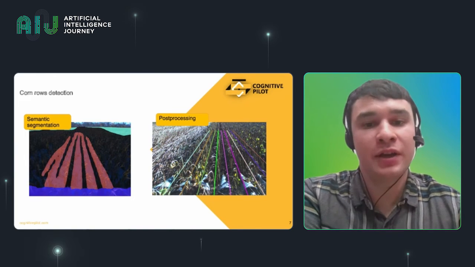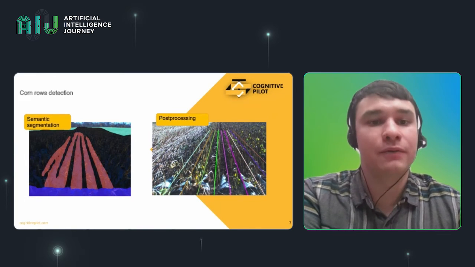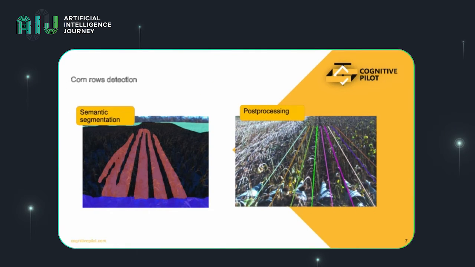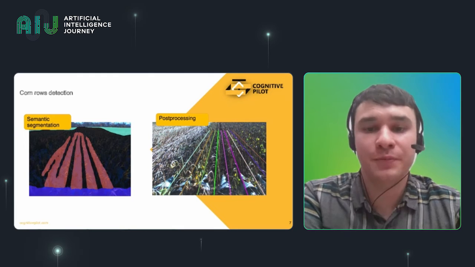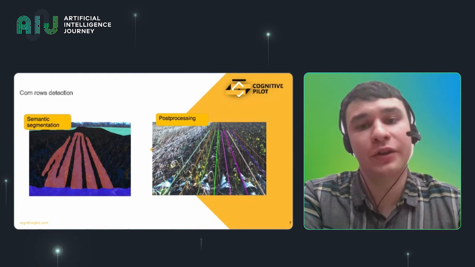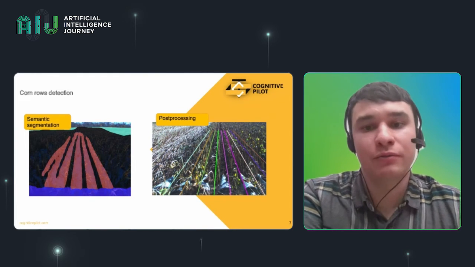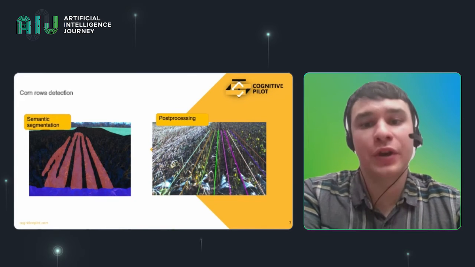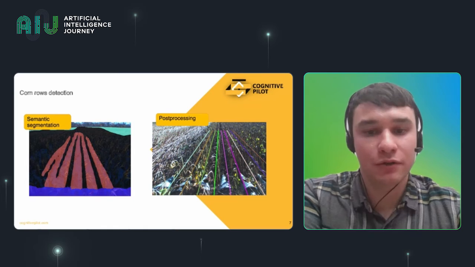So the same pipeline is done for the corn rows detection. On the left side, you can see the gaps between the corn in red. And on the right image, you can see the output from the post-processing algorithms. So it is a trajectory to control on the ground plane.